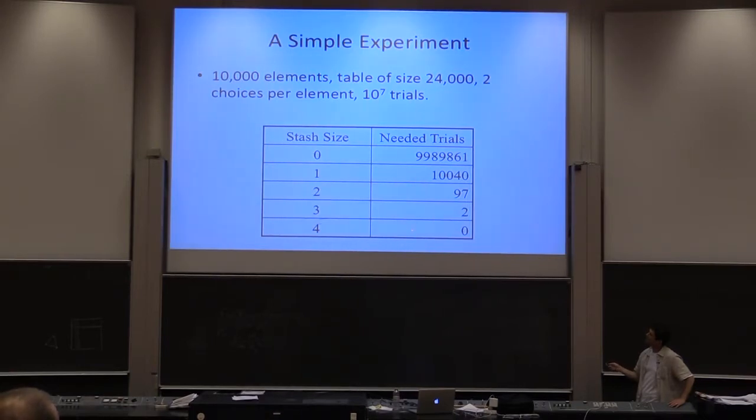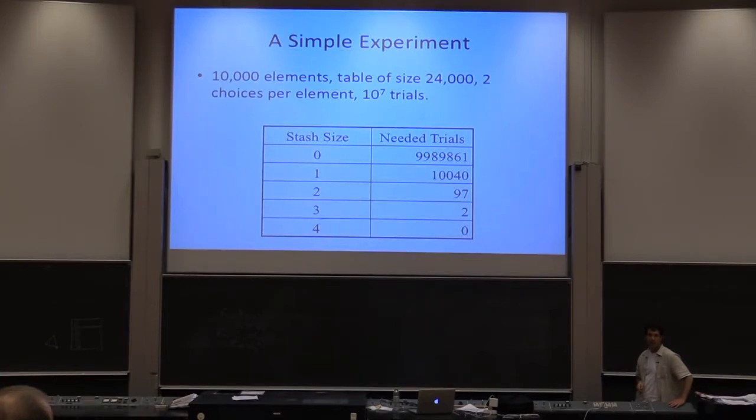On the other hand, once I get to a stash size of just 4, that would be plenty, right? I'd never even need a stash size of 4. The biggest stash size I need would be 3 over this many trials. But if I had a stash of size 4, I could feel much more secure that I'd never actually see a failure over a very large number of trials.